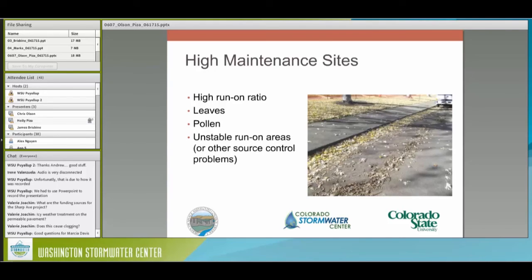So some of the things that make certain sites more high maintenance than others is a high run-on ratio. So the area of impervious or sometimes landscaped areas that run onto permeable pavements. Also, when you have tree cover, leaves can also increase the need for maintenance of permeable pavement. We've also seen where you have landscape areas draining into permeable pavement or unstable run-on areas that it can increase required maintenance of the permeable pavement. Also, pollen can be a factor.